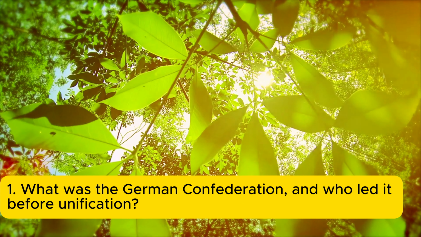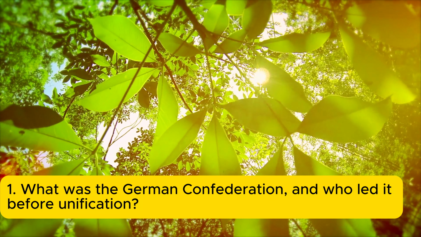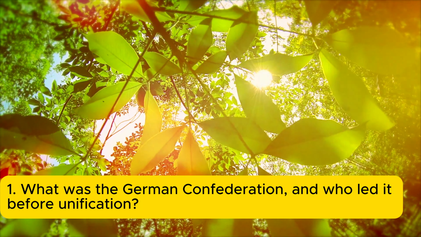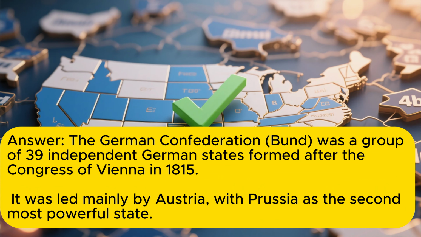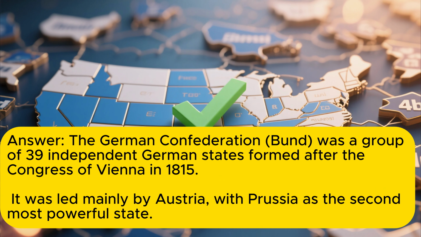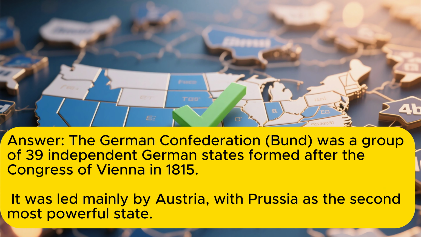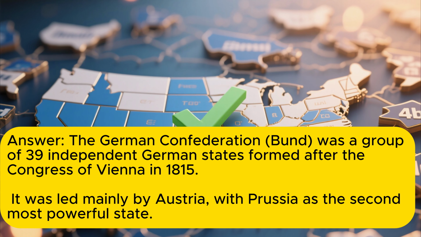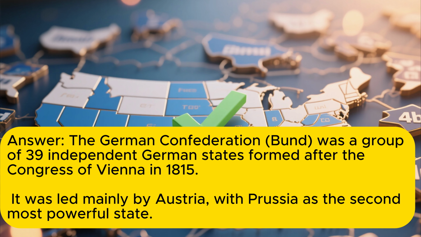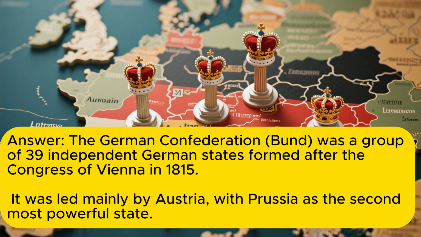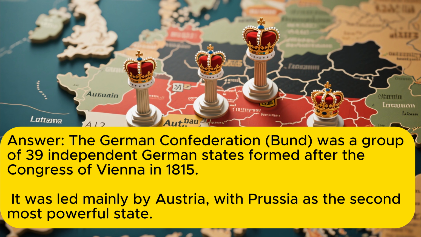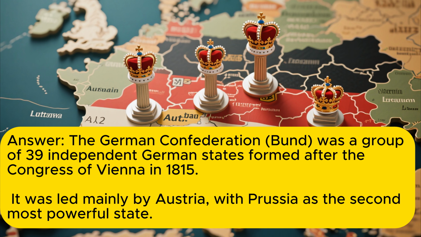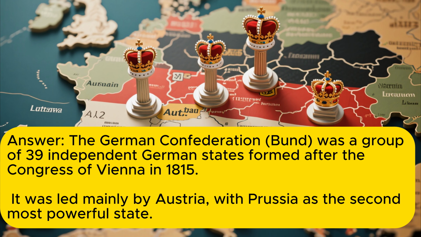Review questions. 1. What was the German Confederation, and who led it before unification? Answer. The German Confederation, Bund, was a group of 39 independent German states formed after the Congress of Vienna in 1815. It was led mainly by Austria, with Prussia as the second most powerful state.